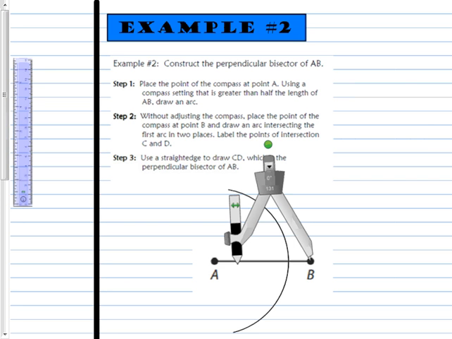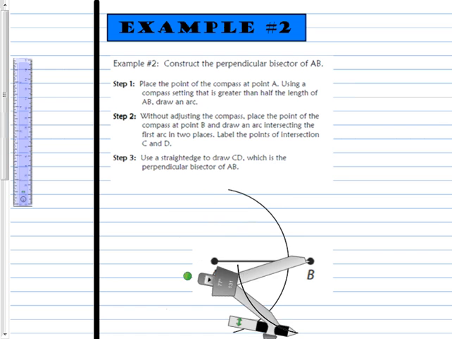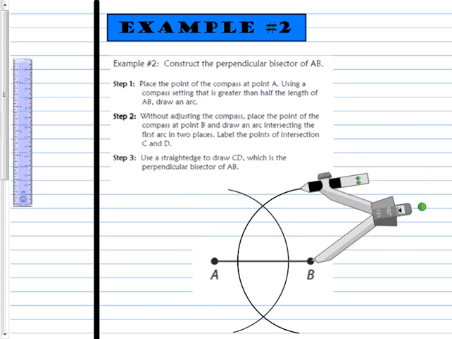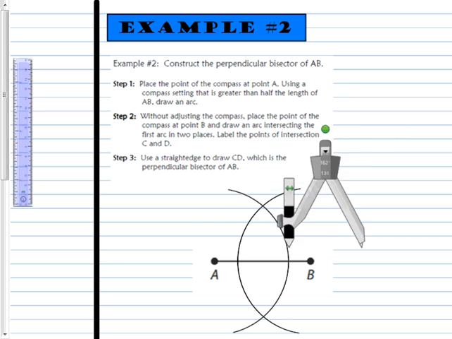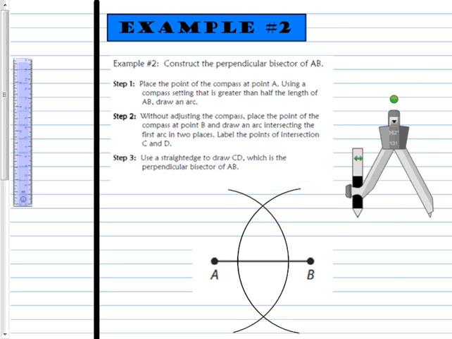arc needs to intersect the first arc in 2 places. So we're going to intersect here and there. Okay, so I intersected it in 2 places. Label the points of intersection C and D. So this point, I'm naming C, and this point, I'm naming D. Okay, this has been really easy so far. All we've done is make 2 arcs.